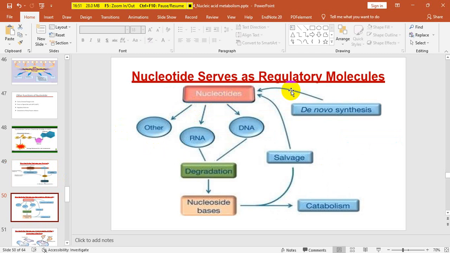So nucleotides serve as regulatory molecules. Nucleotides are part of RNA and DNA. Their degradation produces nucleosides, that's when you remove the phosphate. They are also salvaged, or we mobilize them to produce nucleotides. But if we break them down, we produce nucleosides, without the phosphate group.